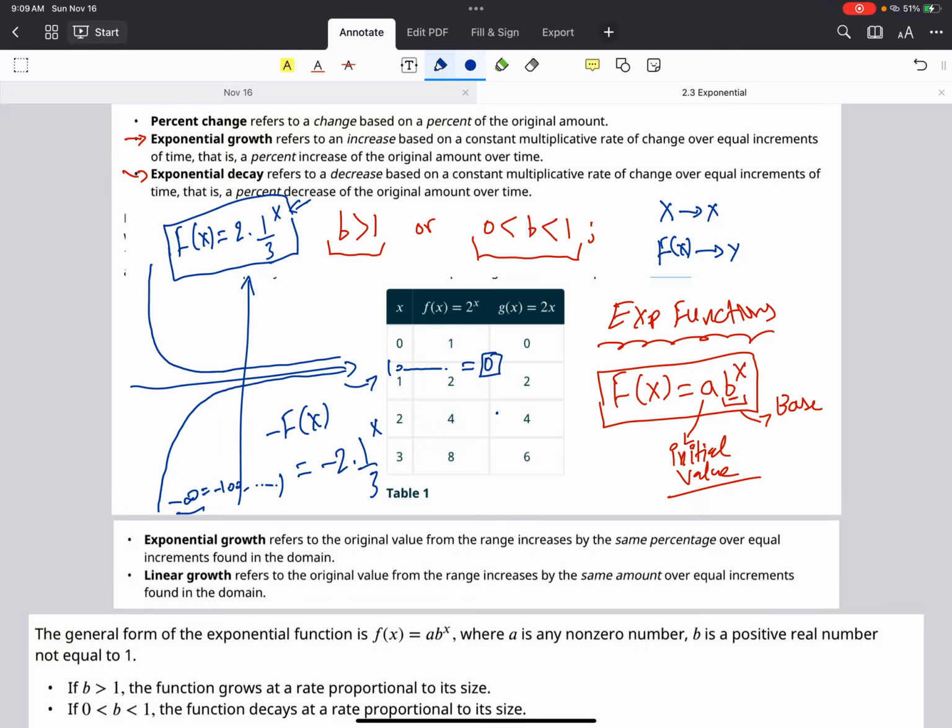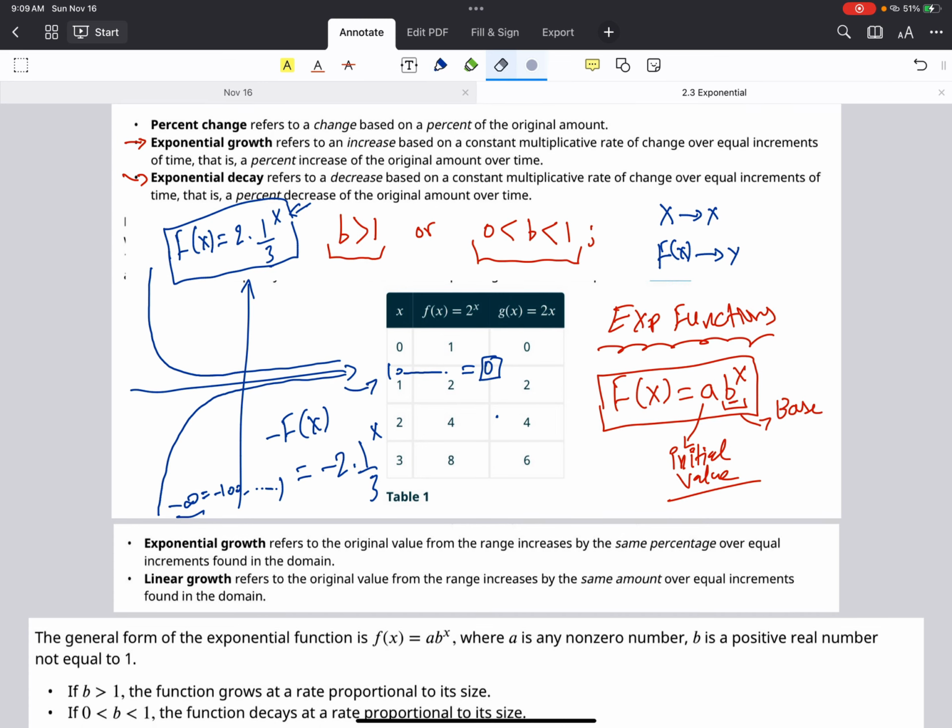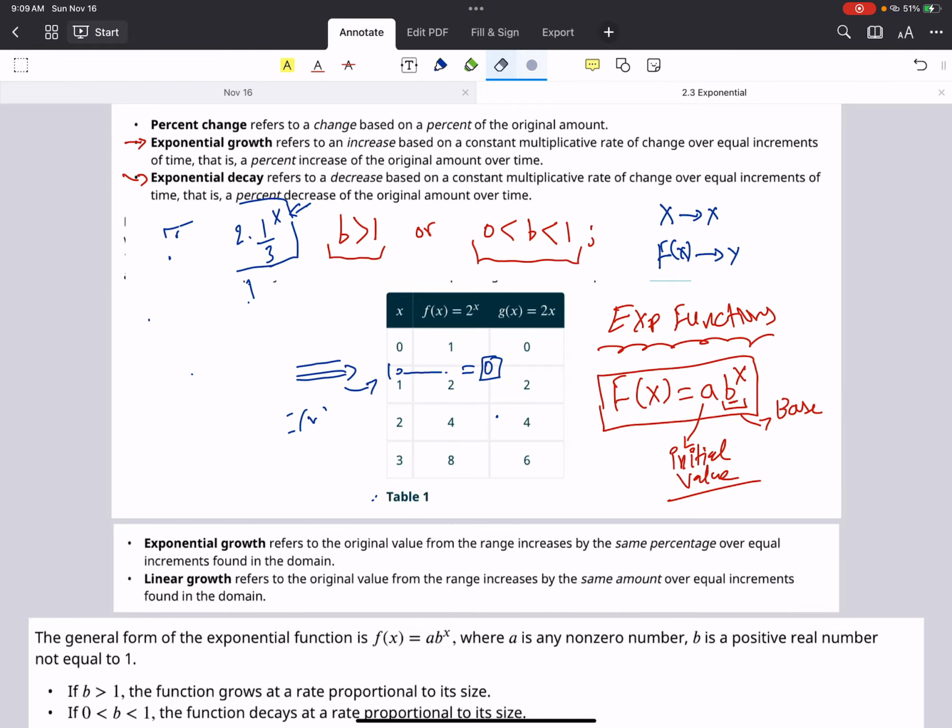Now, those are the only 4 graphs of exponential function that you need to memorize. And that's basically it for the graphing part. Now we can move on to solving actual questions, which is very simple as well.